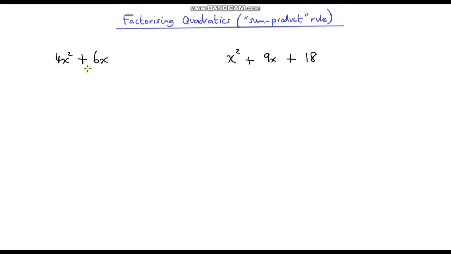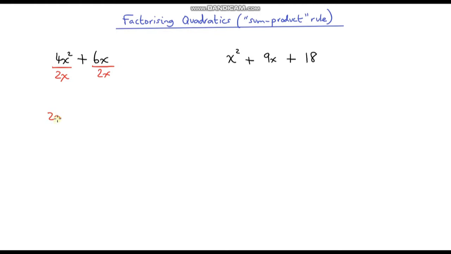Now when we factorise anything, we're usually looking for the highest common factor of both terms and we just divide by that highest common factor. So with this expression here, what's the highest common factor of 4x squared and 6x? Well, if you think about the numbers first, the highest common factor of 4 and 6 is 2. So we know we can divide both terms by 2. But we can also divide both terms by x because we've got x squared here and x here.